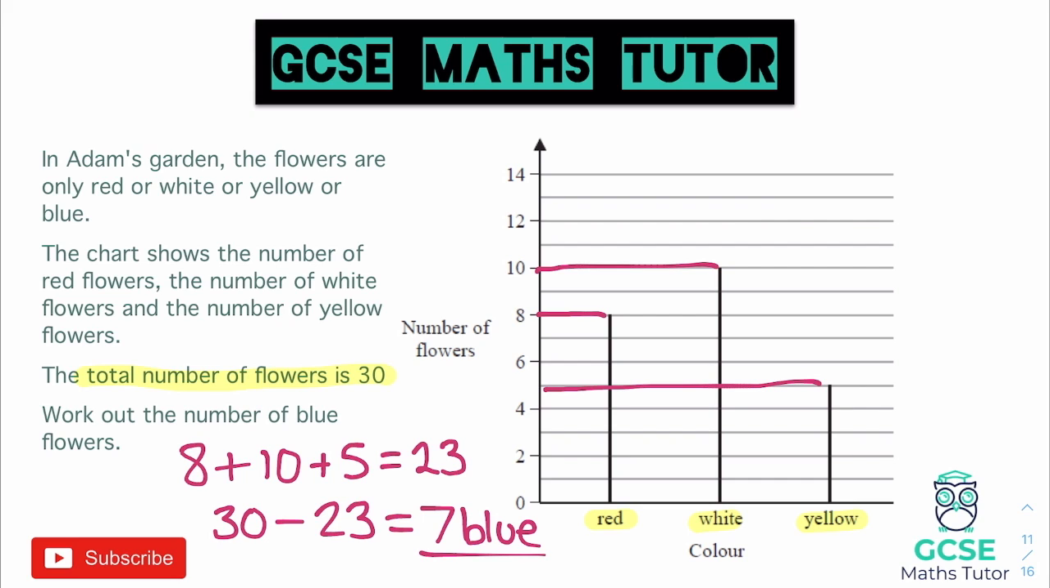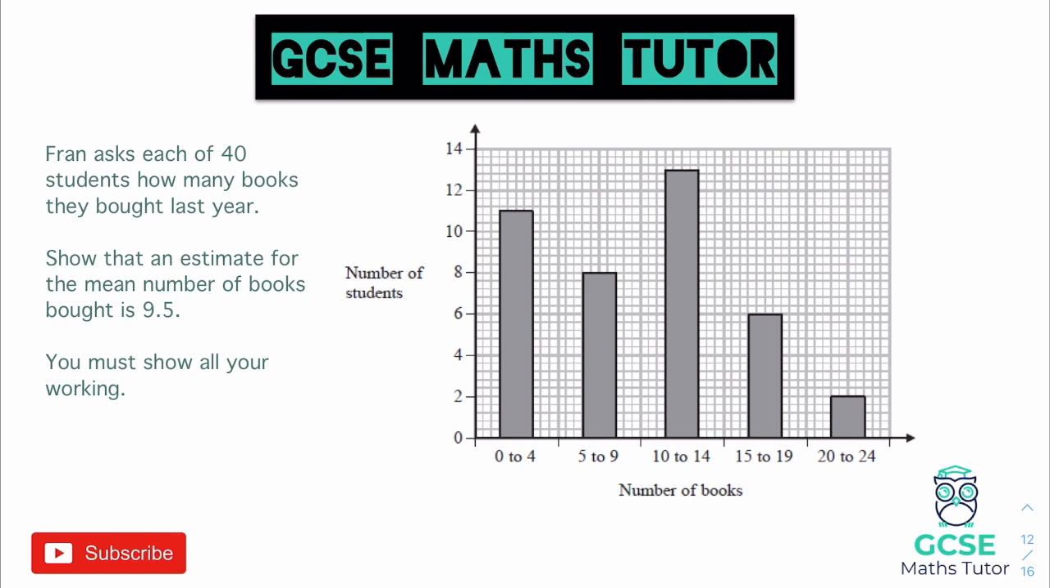So all those remaining flowers must be blue, and therefore our answer is 7 blue. Okay, so this is a relatively tricky question, but it's asking us to work out the mean from a graph. It says here that Fran asked each of 40 students how many books they bought last year. Show that an estimate for the mean number of books bought is 9.5, and you must show your working.